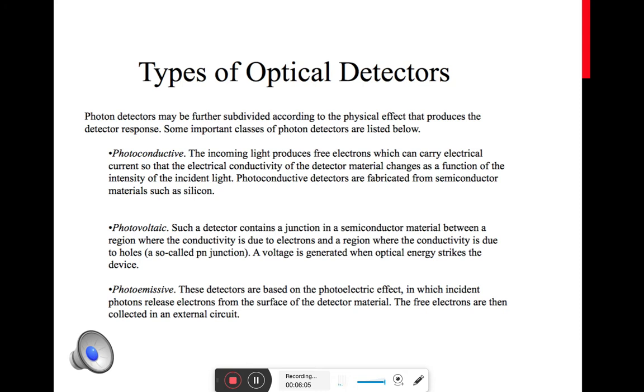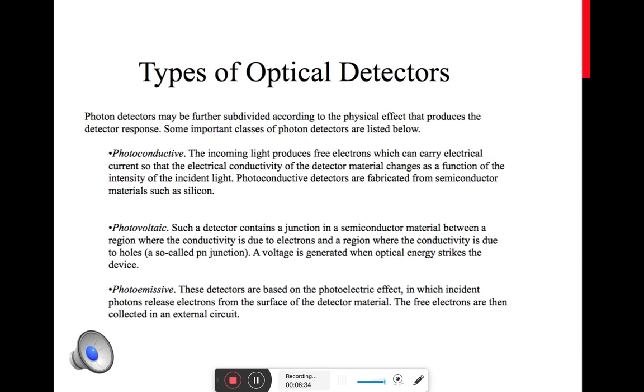These photoconductive detectors are fabricated from semiconductor materials, especially silicon. So we have incoming light, and based on the incoming light, the free electrons which can carry the electric current increase. That means the electrical conductivity of the detector material increases as a function of the intensity of the incident light. This is the principle in photoconductive optical detectors.